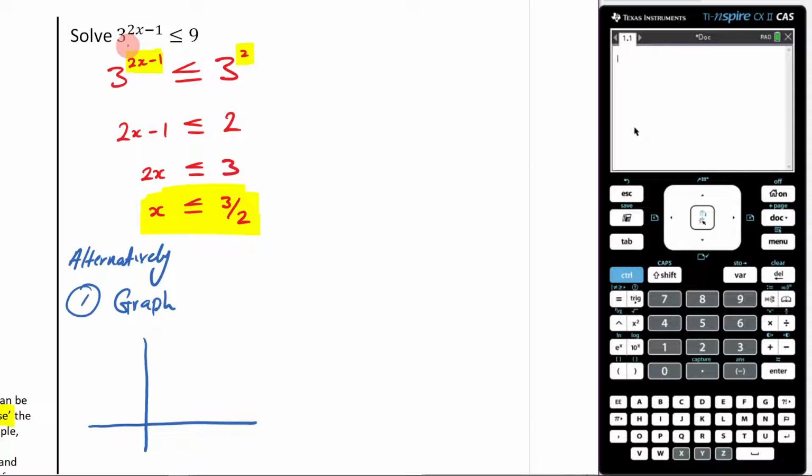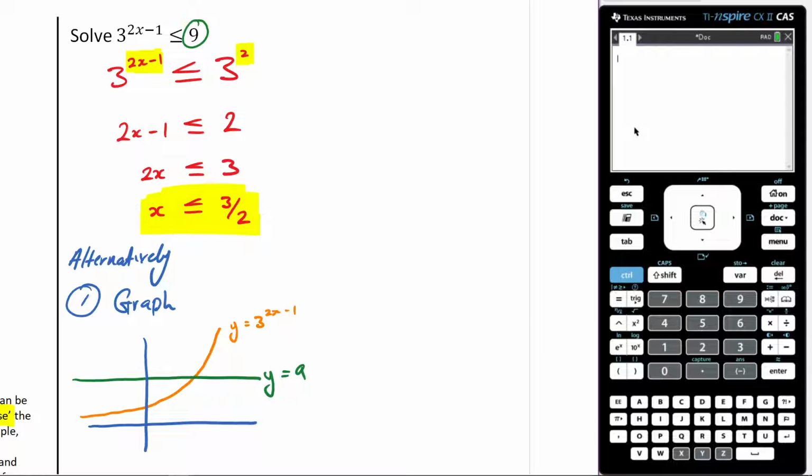So we have 3 raised to the 2x minus 1. Now, there are no reflections happening here. We do have a horizontal shift and a dilation, but it's not really going to change what the general shape of this graph is going to look like. It's going to look like that. That's y is equal to 3 to the 2x minus 1. And then what else do we have here? We have 9. And this means we've just got a horizontal line, which is y is equal to 9.